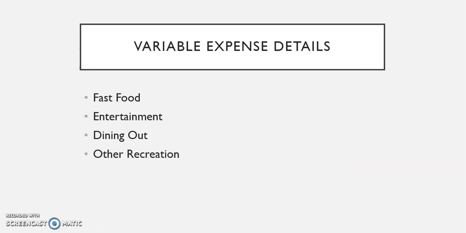And then this is where a lot of people have trouble, with the variables. And if you've been tracking your expenses as I asked you to do, this is where you're going to get a lot of information. It might come as a bit of a surprise to you. Are you spending a little bit more on fast food or entertainment or dining out or any kind of other recreation? That's okay, but we just want to know what it is and then maybe perhaps make an adjustment.